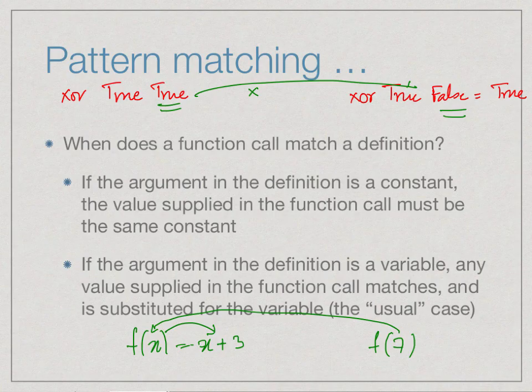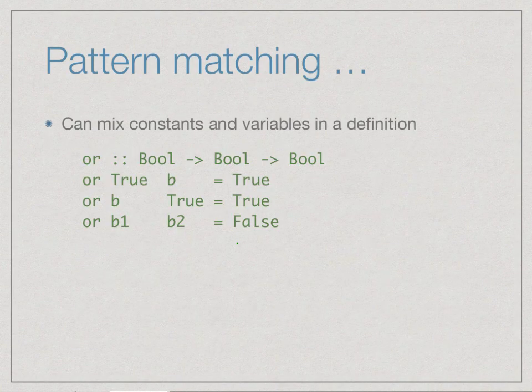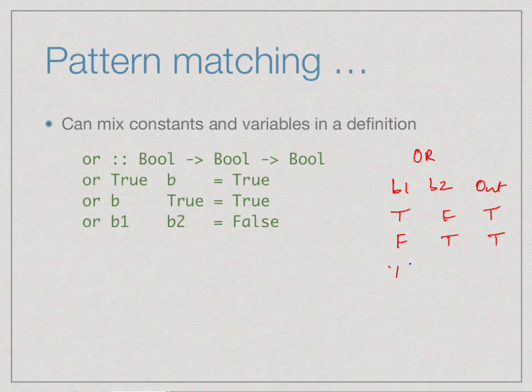So we will see more examples of this as we go along. Here is a definition of the built-in function OR, but we are writing it ourselves. Remember that the truth table for OR is that if either of the function values is true, then the output is true. The only case which is outside this is when both values are false.